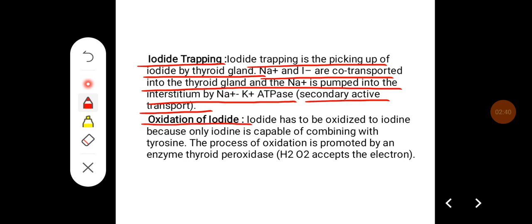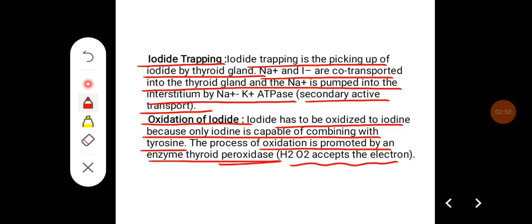The next step is oxidation of iodide. The iodide has to be oxidized to iodine because only iodine is capable of combining with tyrosine. The process of oxidation is promoted by an enzyme thyroid peroxidase, where the hydrogen peroxide accepts the electron.